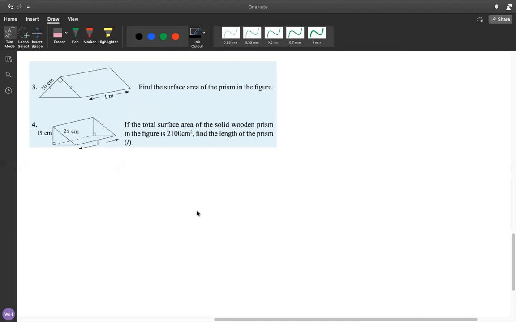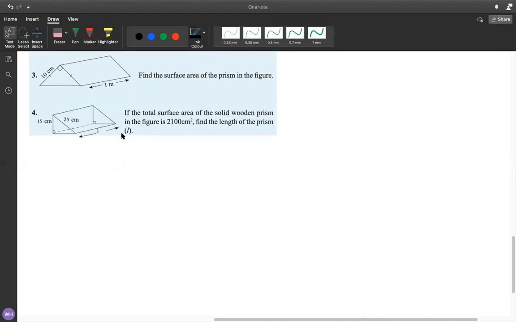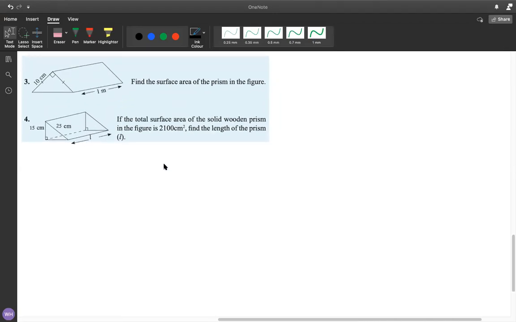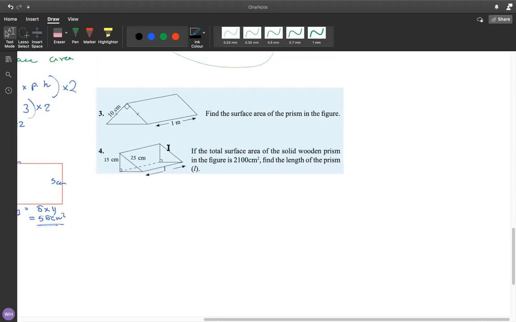Okay, so you are asked to find in the second part the length of the prism. Okay, give it a try. This third one is almost easy. I'm not going to do it by myself. I will leave it for yourself, right? And if you have any doubt still, I will teach you. Right, so when it goes to the fourth one, do it.